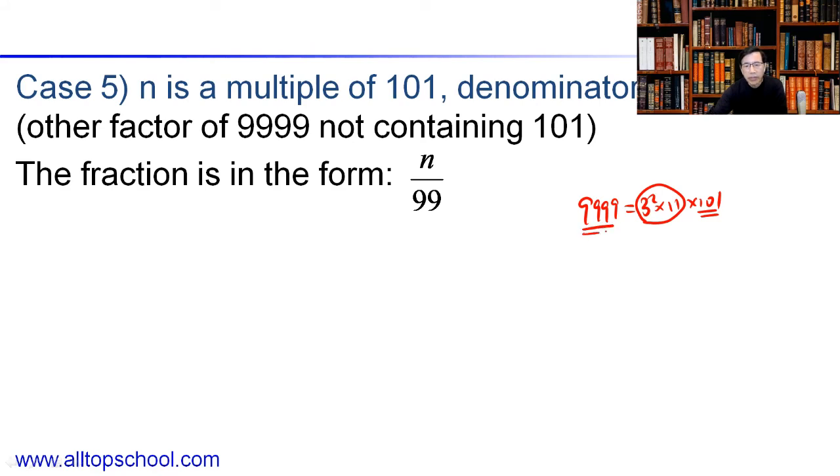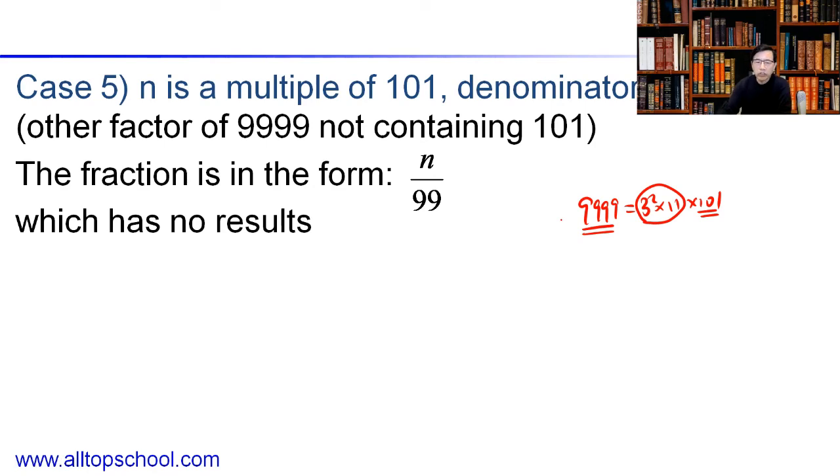coming from 9,999. So this is going to be a trouble because the numerator is a multiple of 101, at least 101. So the denominator is 99. That's not valid because this is going to be reduced to a proper fraction. So we cannot find an integer value for this n. So case 5 is not really a valid case. We don't have a result for this.